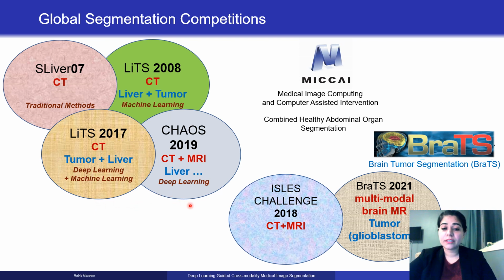And in 2019, all the methods presented in the CHAOS challenge were deep learning based. Multimodal images were also introduced in these global competitions. Then there were some segmentation challenges targeted to liver, such as ischemic lesion segmentation.